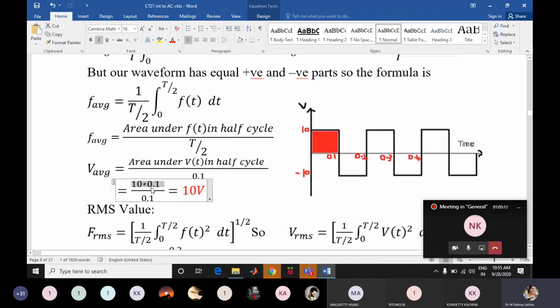It is equal to 10 into 0.1 divided by tau by 2. So what is tau by 2? Tau by 2 is 0.1. So 0.1, 0.1 get cancelled. So you get 10 volts. Is it clear, ma'am?